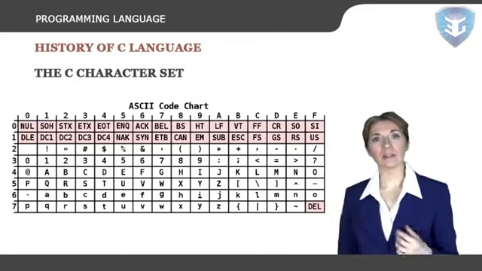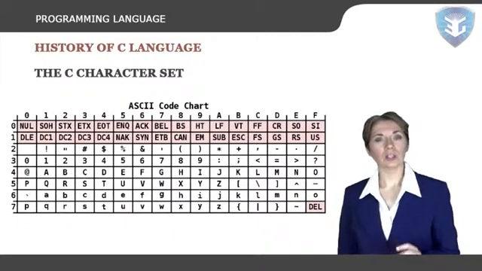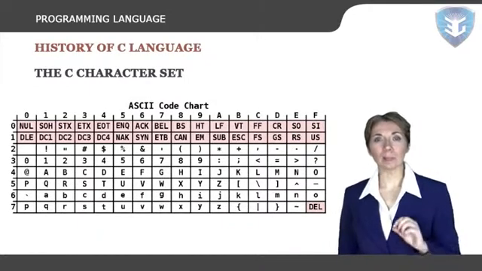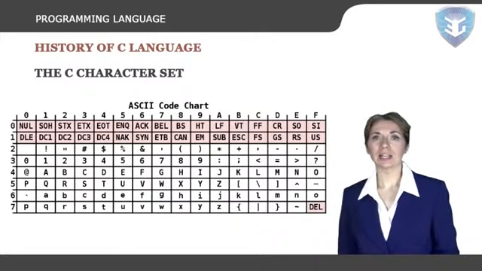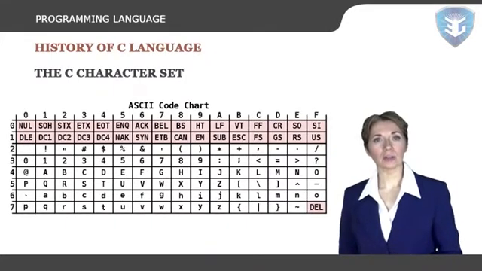The ASCII characters and their numeric values. Some examples of characters are the 26 lowercase Roman characters, a through z, and the 26 uppercase Roman characters, A through Z. The 10 decimal digits 0, 1, 2, 3, 4, 5, 6, 7, 8, 9.